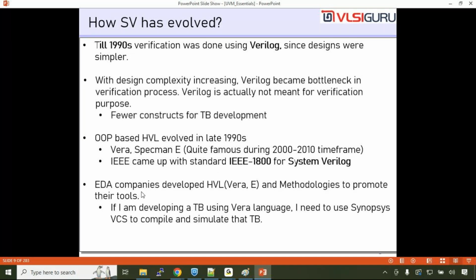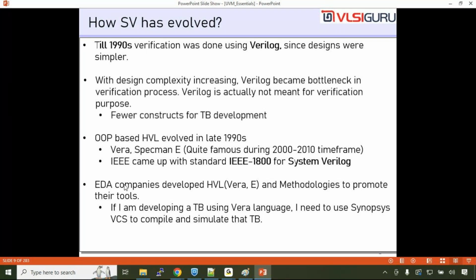EDA companies developed HVLs. Why did these companies develop them? Vera was developed by Synopsys, and Specman E was developed by Cadence. So EDA companies developed HVLs and methodologies to promote their tools. When you purchase Vera and use the Vera language to set up your test bench, like when you develop a BFM or generator, you have to use the Vera language. It is no different from SystemVerilog actually. A lot of things are common.